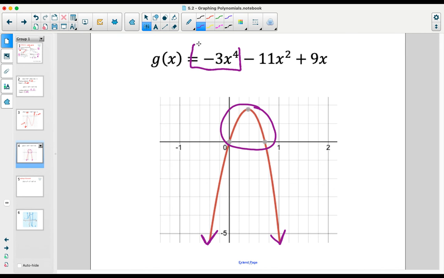This term, as it gets larger and larger, is going to overwhelm these two. As x gets bigger and bigger and bigger, this term ends up becoming what's called the dominant term. That dominant term is the term that determines the direction of the graph in the long run.